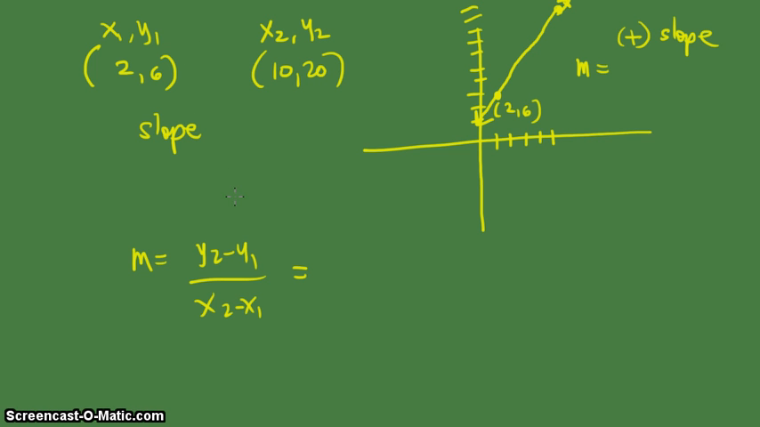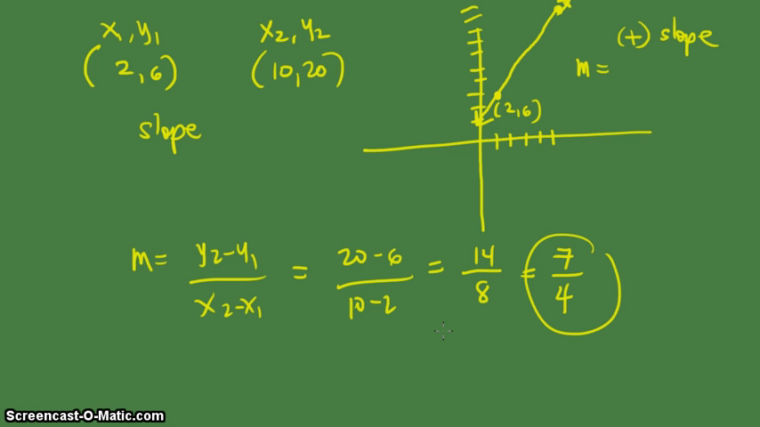Following the formula, we subtract the y's, so that's 20 minus 6 divided by 10 minus 2. 20 minus 6 is 14, and 10 minus 2 is 8. You can reduce this fraction by dividing by 2, so you have 7 over 4. So the slope is equal to 7 over 4.